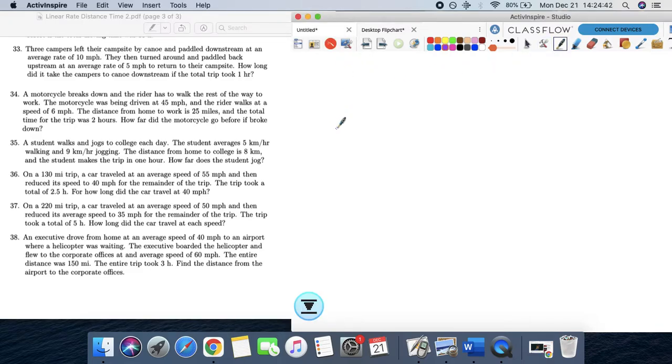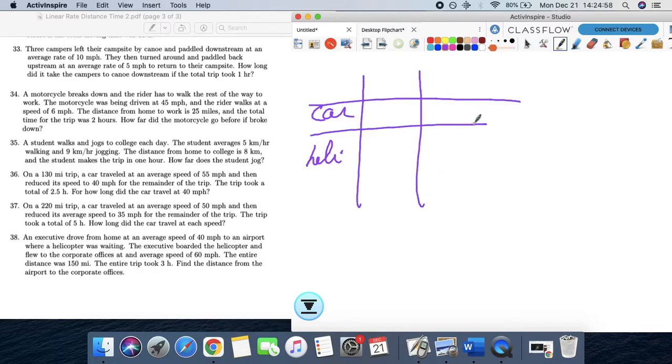An executive drove for an average speed to an airport and boarded a helicopter. Okay, so car, helicopter. I'll just call it heli. 2 portions of this trip. Right? He's going to a corporate office or something. So RTD. With the car, he was driving at 40 miles an hour. Then he took a helicopter at 60 miles an hour. The entire trip took 3 hours.